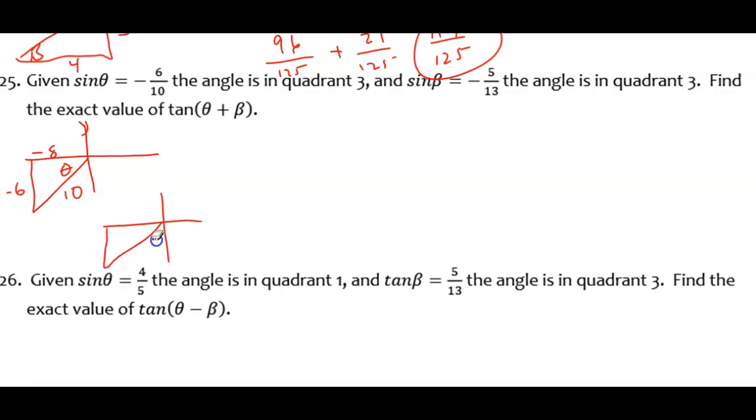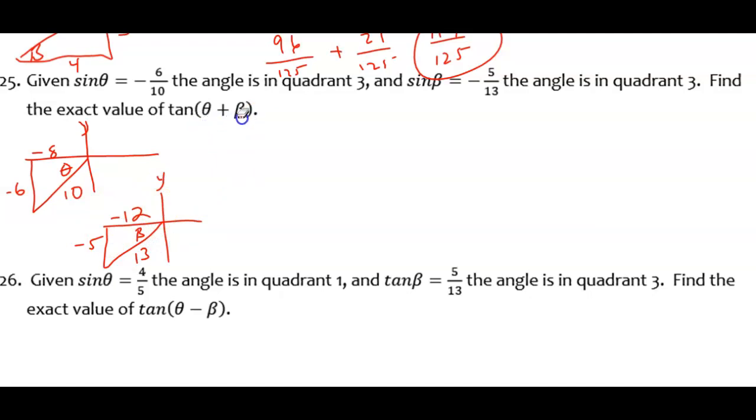We have for beta, sine is opposite, negative 5 over 13. Remember your hypotenuse, guys, will never be negative. So that's 169 minus 25 is going to give me 144. The square root of 144 is plus or minus 12. We want the negative 12 because, again, y-axis, we're on the left side of the y-axis.